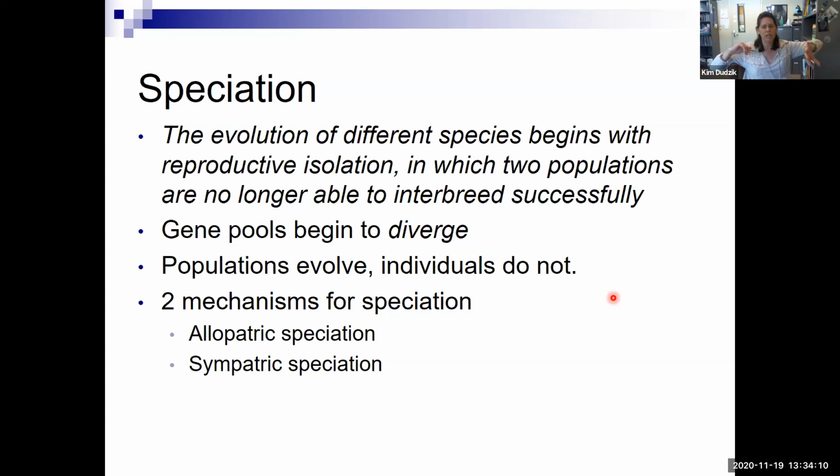And then the 2 populations are no longer able to interbreed successfully. So that type of reproductive isolation could be temporal, habitat, mechanical, gametic. You can go through all of those. Right, that's the reproductive isolation. Once that occurs, now we have the 2 populations that are no longer able to interbreed successfully. But now, how does the speciation occur? We're going to have the gene pools begin to diverge because the allele frequencies are going to change.